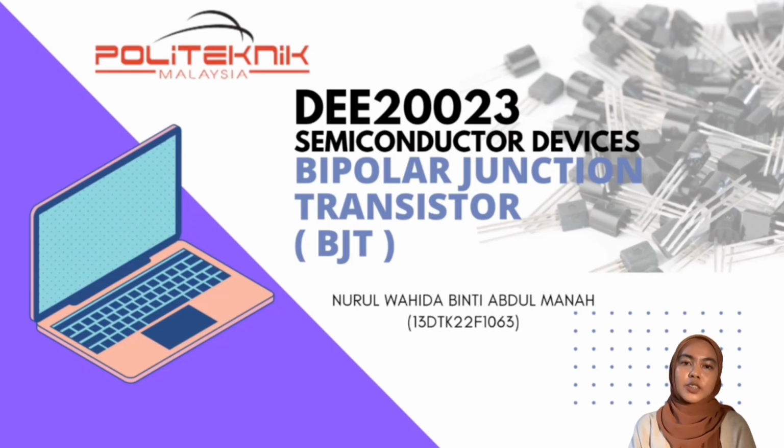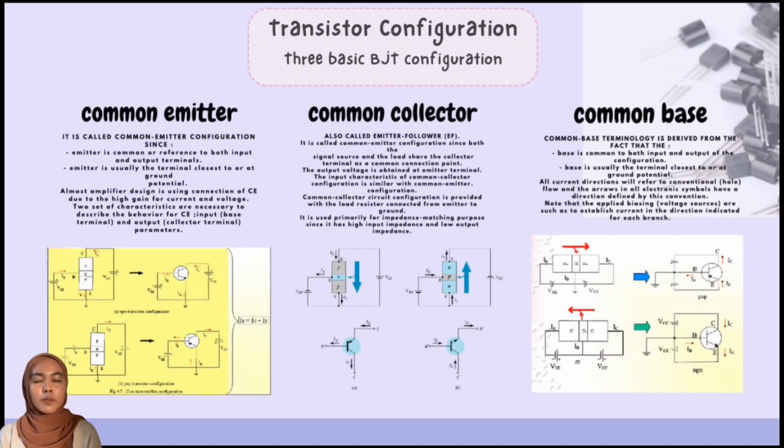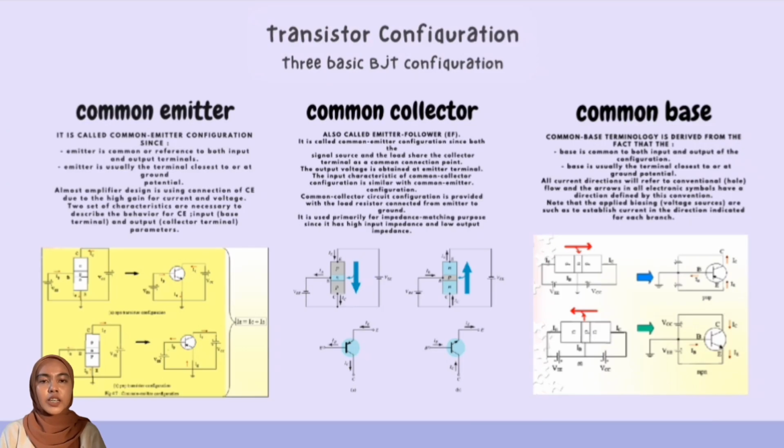13DTK22F1063. The topic given is bipolar junction transistor. I would like to talk about transistor configuration. We have three types of BJT configuration. Among them are common emitter, common collector, and common base.